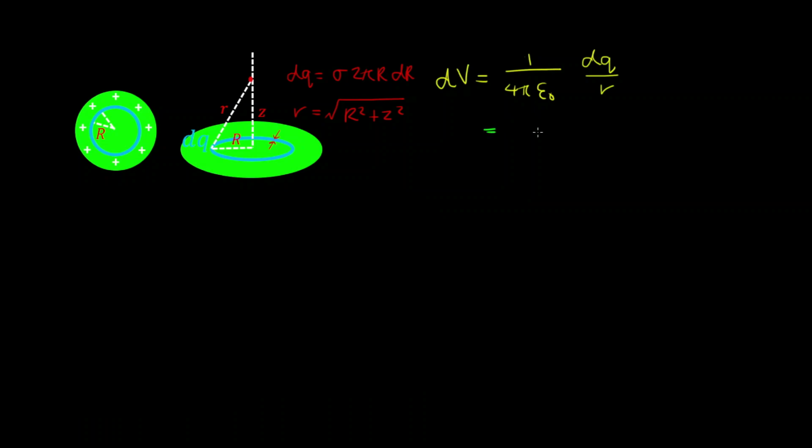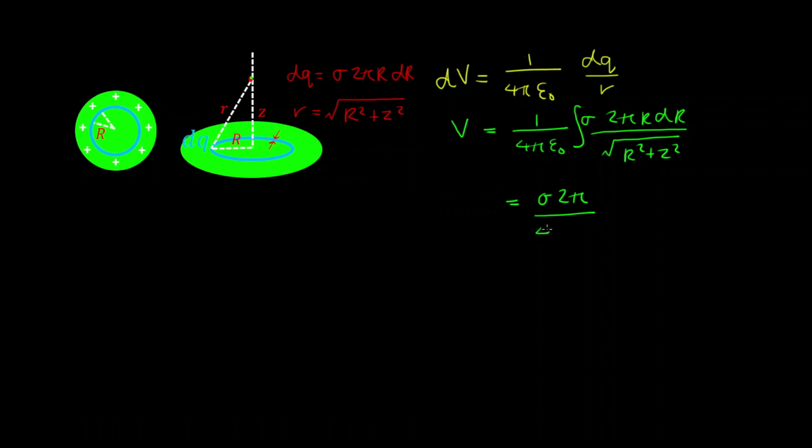So now we can rewrite the differential potential as 1 over 4 pi epsilon naught times sigma times 2 pi r dr over the square root of r squared plus z squared. And if we integrate both sides, we get the total potential at this point. Now let's take the constants outside the integral. So we have sigma times 2 pi on 4 pi epsilon naught, multiplied by the integral of r on root r squared plus z squared with respect to r.